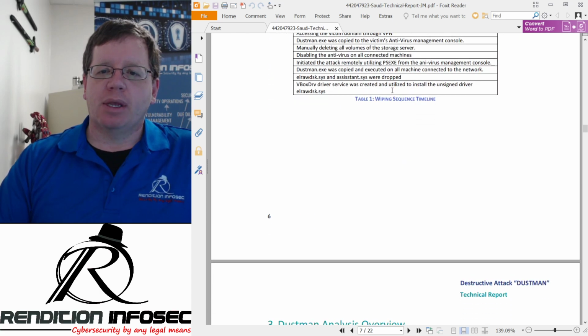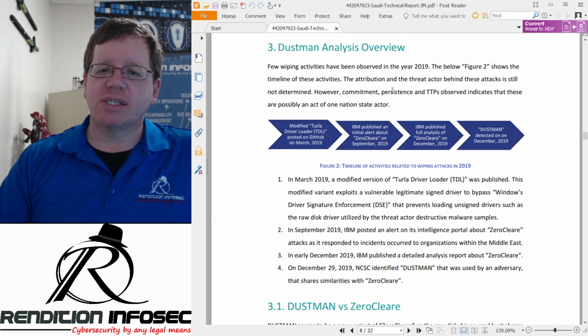Okay, so as far as the Dustman analysis, the actual malware itself, it's important to note over here TDL, right? So the Turla driver loader.